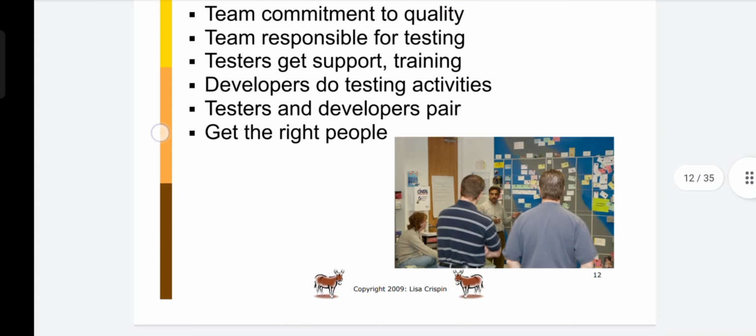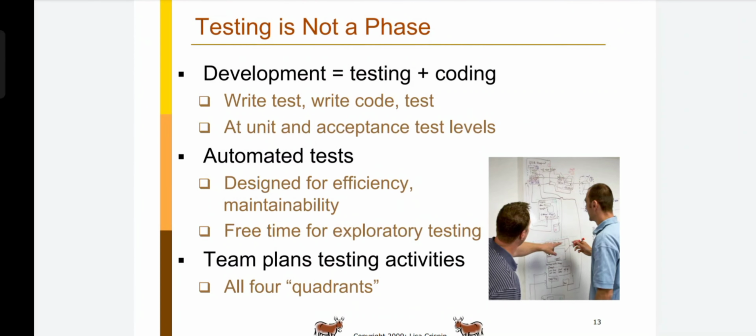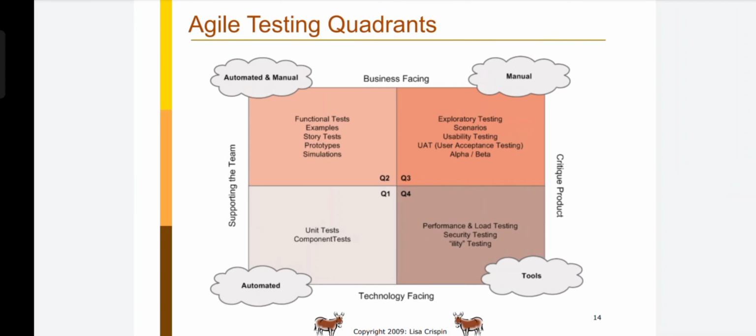Now, testing is not actually a phase. Development is equal to testing plus coding, which is write tests, write code, and acceptance test levels. Automated tests designed for efficiency, maintainability, freeing time for exploratory testing. Agile testing quadrants are basically four types: supporting the team, business facing, critique product, and technology facing.